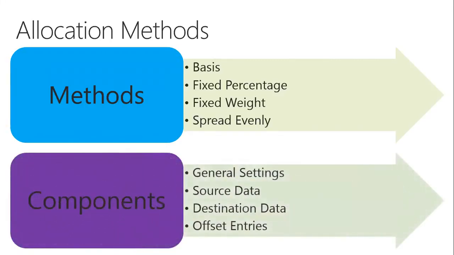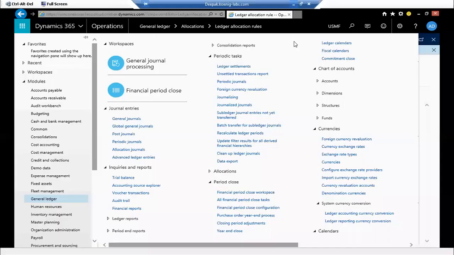Now, the components. For the allocation methods, we have four components: general setting, source data, destination data, and offset entries, which we need to set up here. Now, let's have a look practically at how we can set up all the things here.